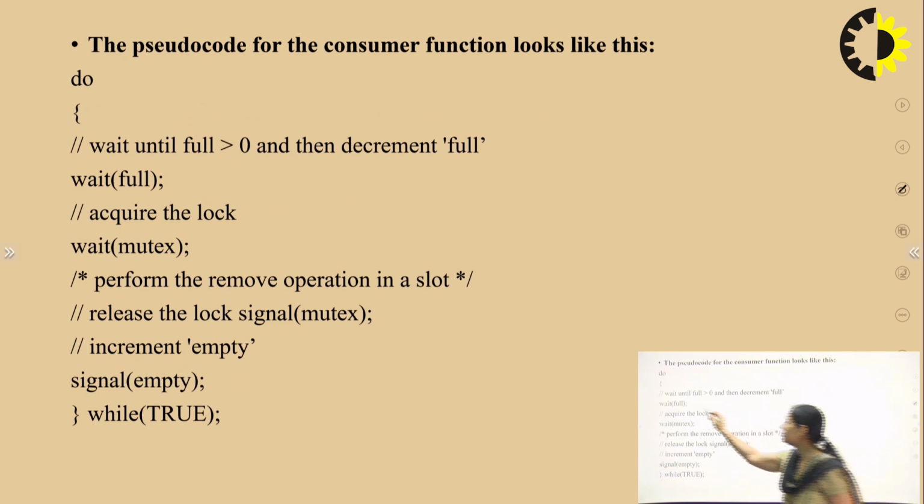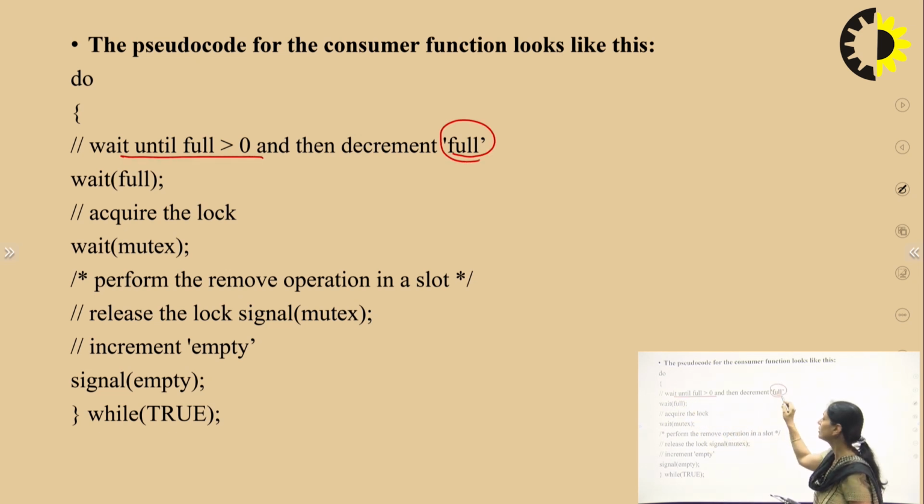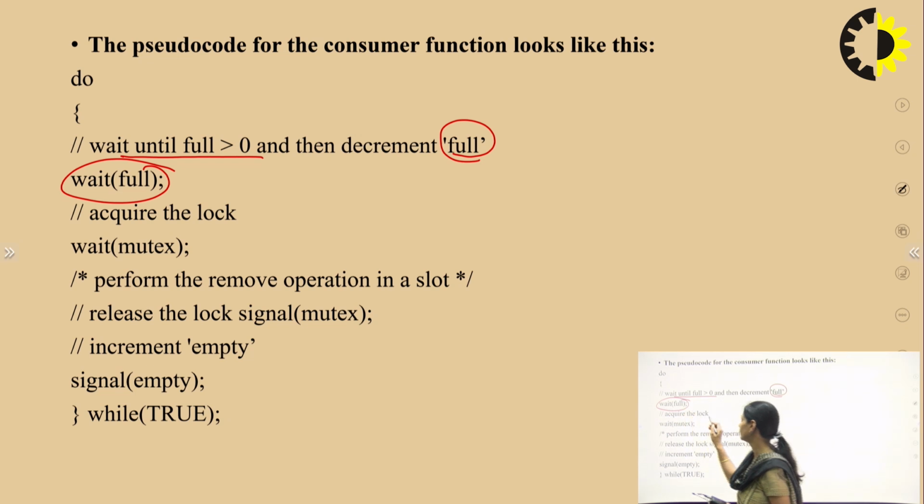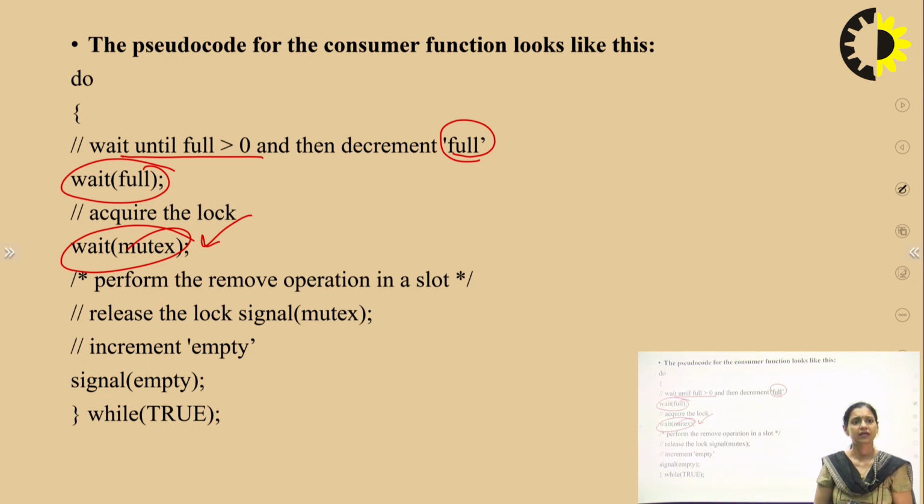Now we look at the consumer function over here. The consumer will put a wait until the value of full is greater than 0, because it has to decrement the value of full as the consumer is consuming an item. So it will put a wait onto full, and it will acquire a lock. Here is the mutex variable again, so it will put a wait onto the mutex so that no other process can enter into the critical section.